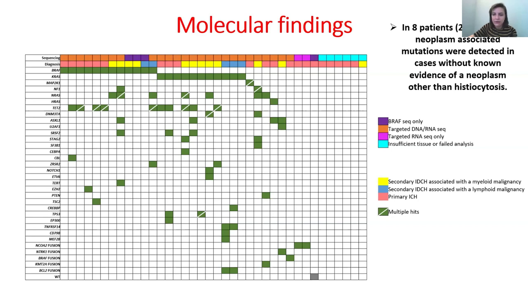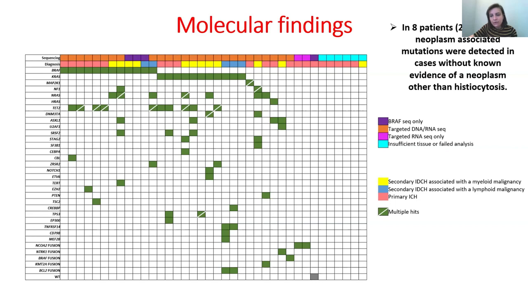We also identified a set of fusions involving BRAF, NTRK1, NCOA2, which was initially described, but we saw this fusion only in 2 cases, in 2 out of 38, and MLL fusion as well. We described 1 MLL fusion.